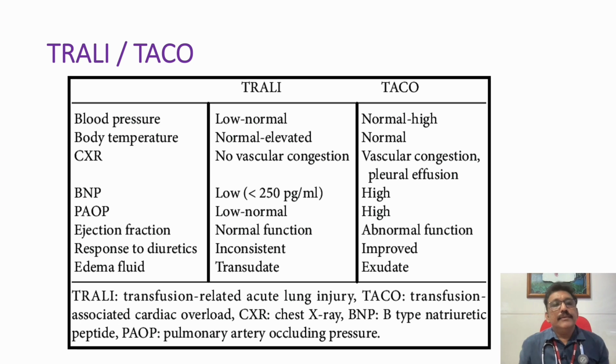Now this is the main difference between TRALI and TACO. In TRALI BP is normal, in TACO normal to high. Body temperature is normal to elevated in TRALI, it is not elevated in TACO. In the chest X-ray, bilateral congestion features can be there. Pleural effusion is mostly seen in TACO, not in TRALI. BNP is low in TRALI, but it is high in TACO. Other things like pulmonary arterial occlusion pressure will be low to normal in TRALI, it is high in TACO. Ejection fraction is normal in TRALI, it is abnormal in TACO. Response to diuretics, that is the main feature.